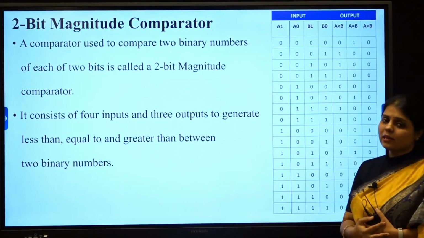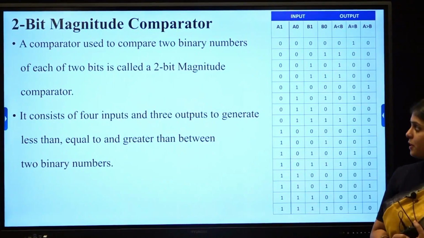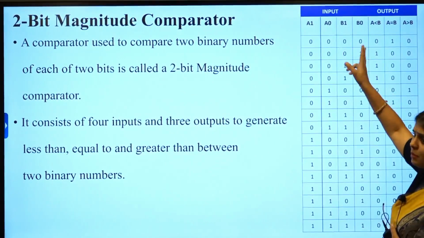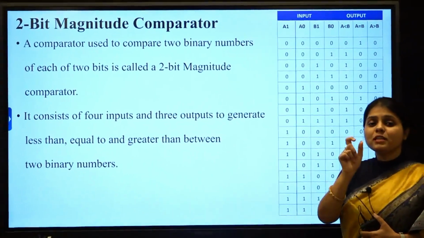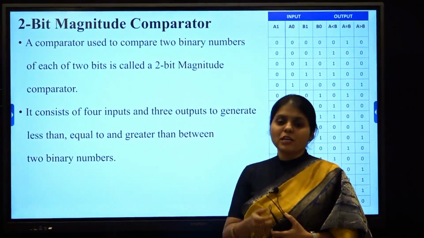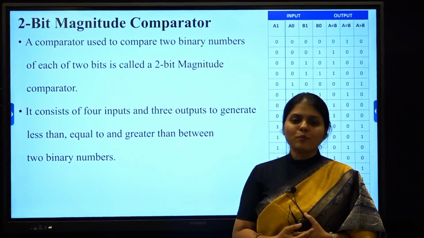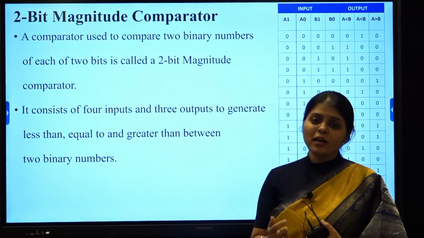Okay, similarly let's get into the 2-bit magnitude comparator. Here, when I talk about 2 bits, as you can see, I have the same inputs A and B, but I am taking 2 bits in each input. So for A, I represent it as A0, A1. Similarly for B, I represent it as B0 and B1.